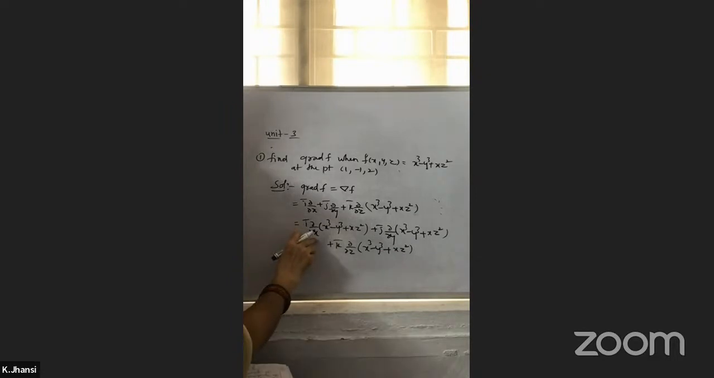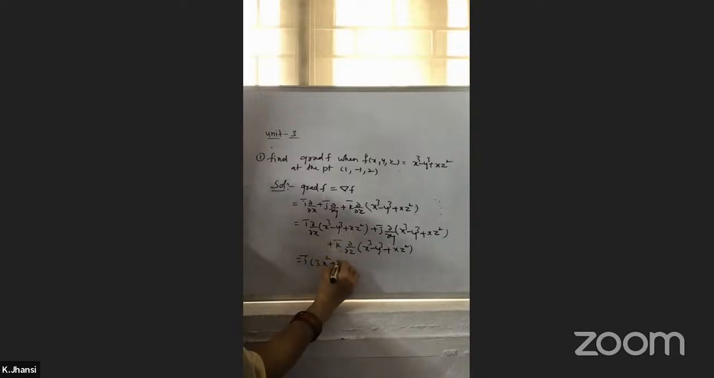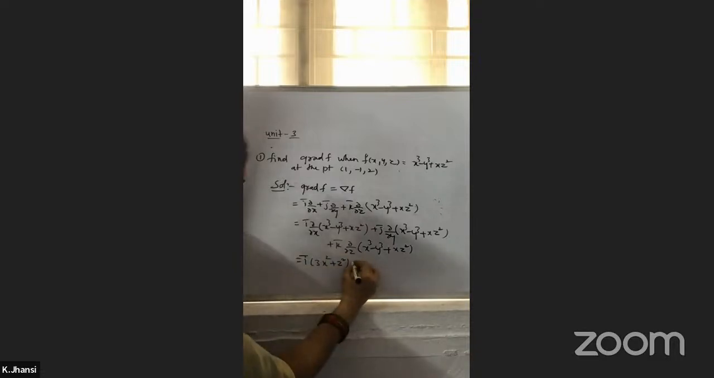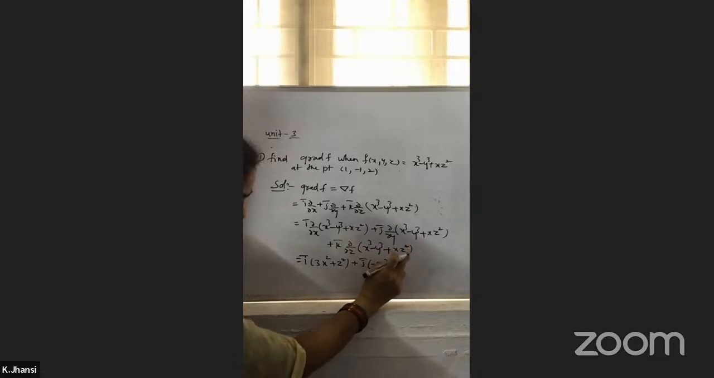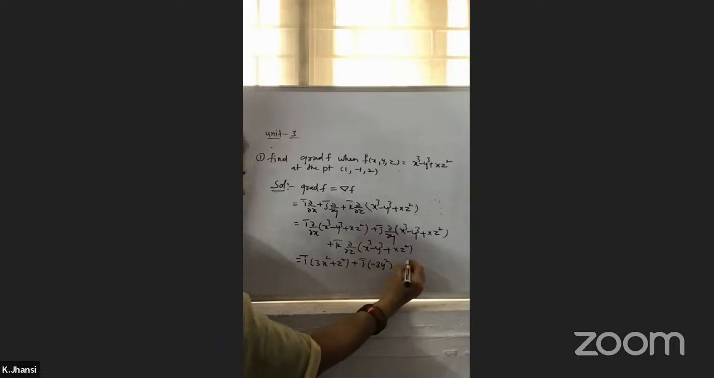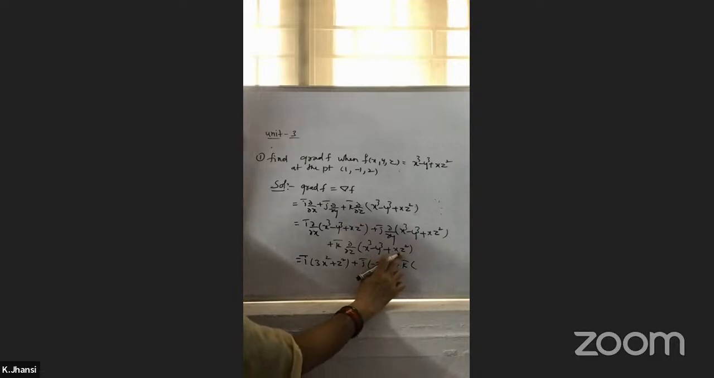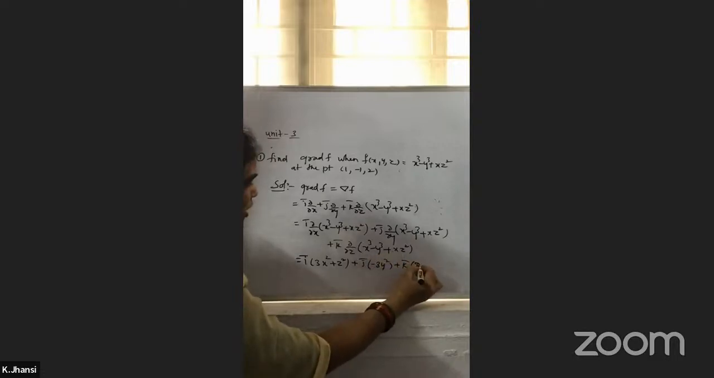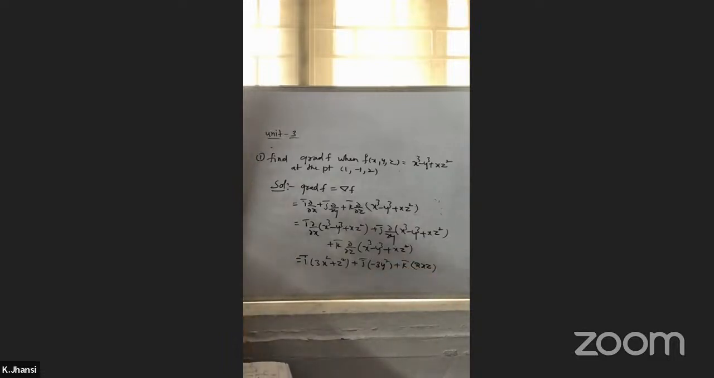Okay. So now this one with respect to x means it will become i into 3x square, plus z square, plus j into minus 3y square, and there y is not there, so it is only minus 3y square. Plus k, here z is there, z square means it is 2z, that is 2xz. Okay. So this is the partial differentiation of that one.